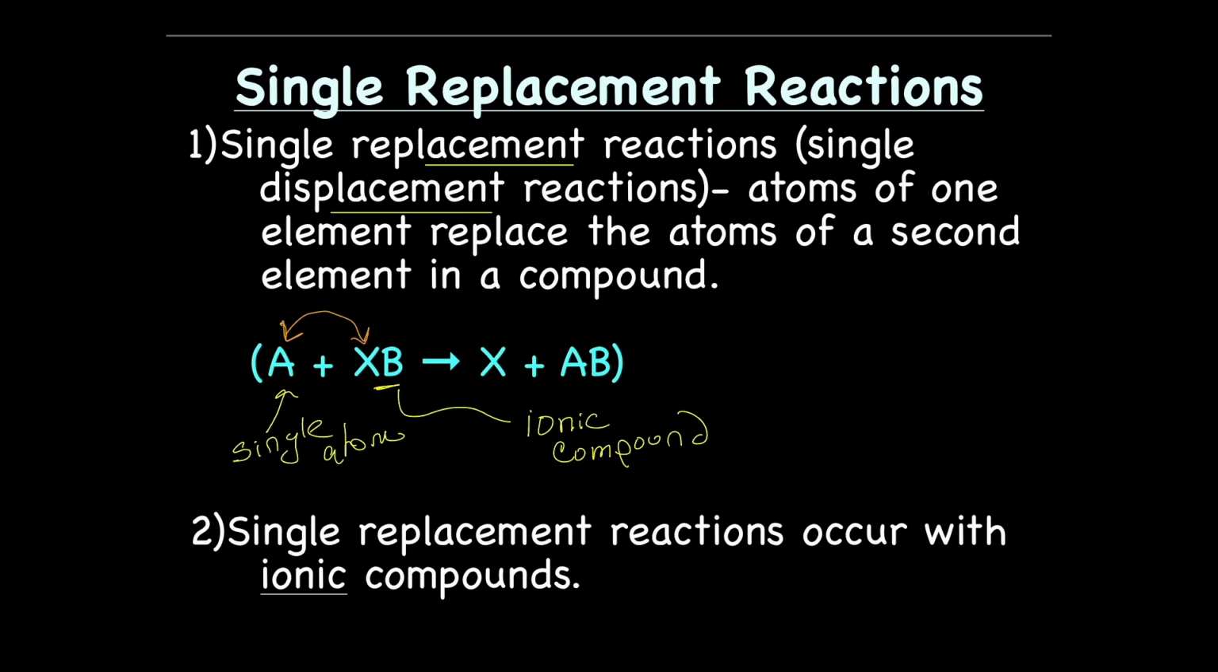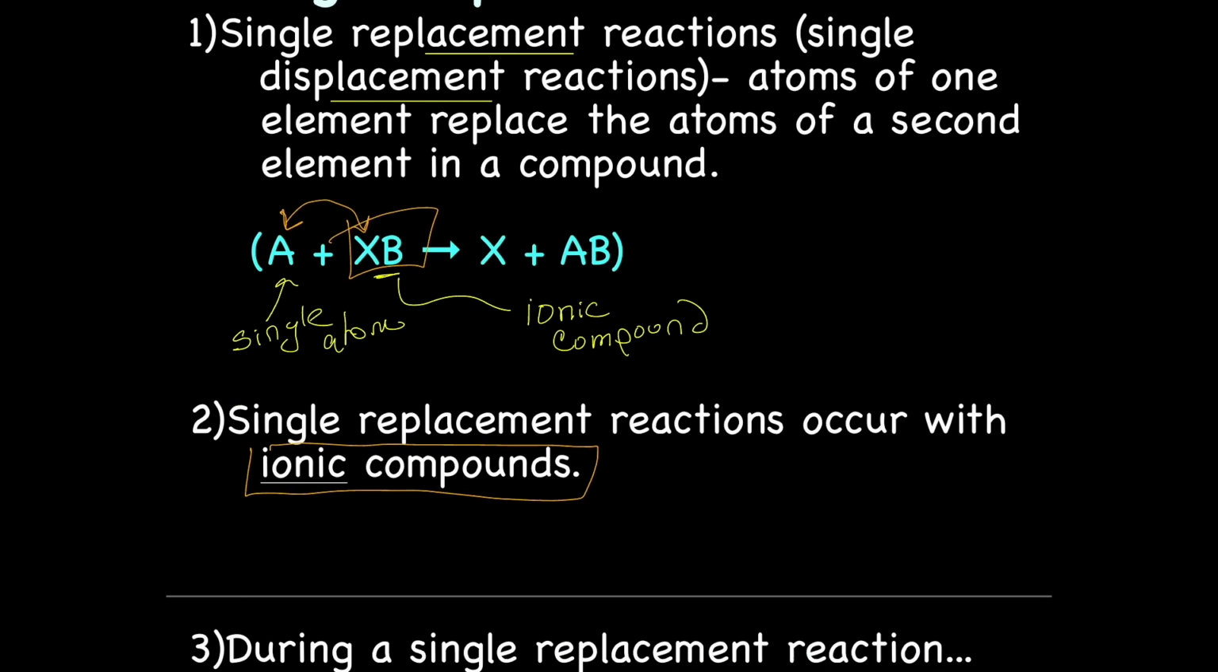So that being said, it's important to note that single replacement reactions occur with ionic compounds, meaning that our AB over here needs to be ionic. All right, let's move onward with our discussion of single replacement reactions.